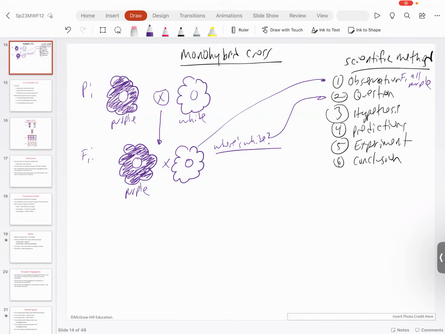Now you have two different answers to that question, right? Your two competing hypotheses. The first one is the blenders, right? The blenders say what? White is gone, right? Makes sense. Your blue and your yellow, mix it together, you get green, your yellow is gone, never to be seen again. That's what the blender said. Of course, the particulate guy said, no, white's still there somewhere, right? But maybe white is hiding.